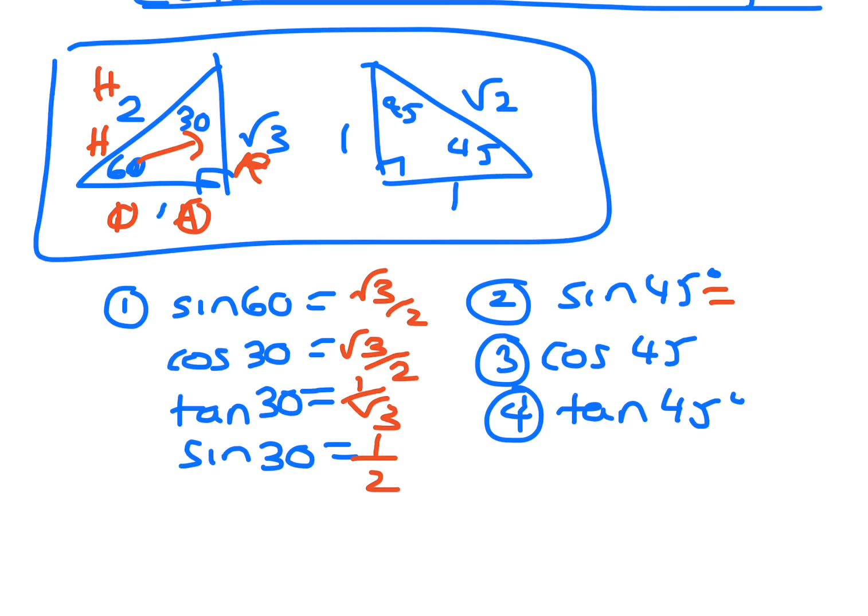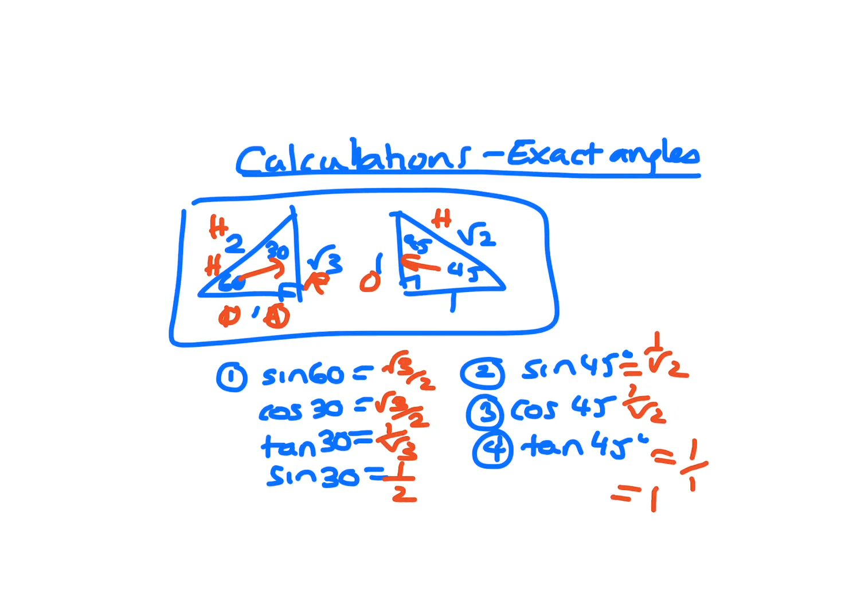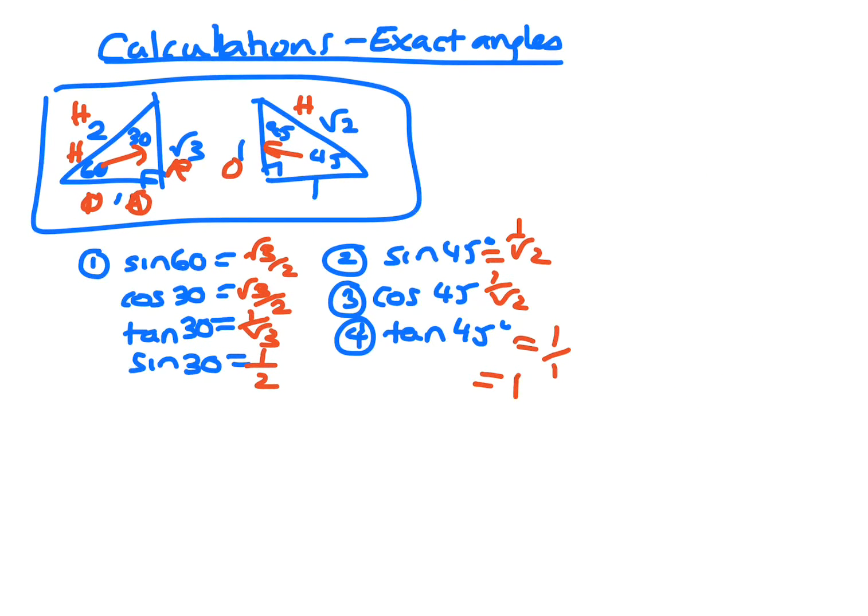Sine 45, so if you take one of the 45s, it's opposite on hypotenuse, 1 on root 2. Cos 45 is 1 on root 2, and tan is 1 on 1, which is 1. Now that's all good when the angle is acute. If the angle is obtuse, and you want to find the exact value.